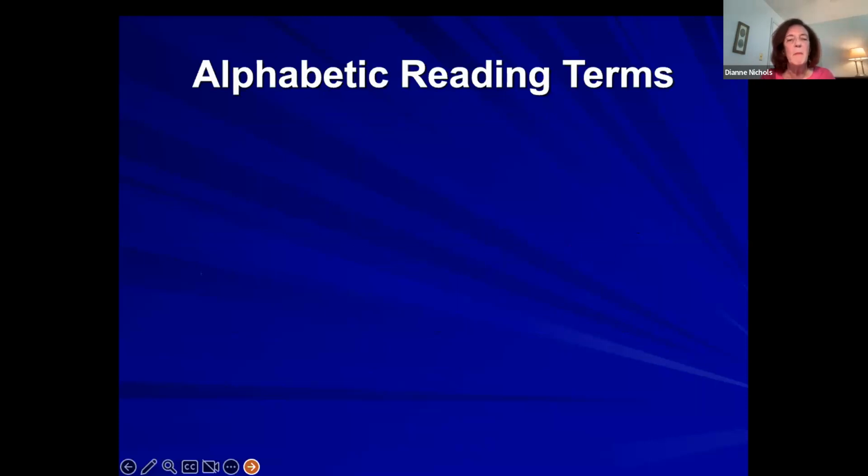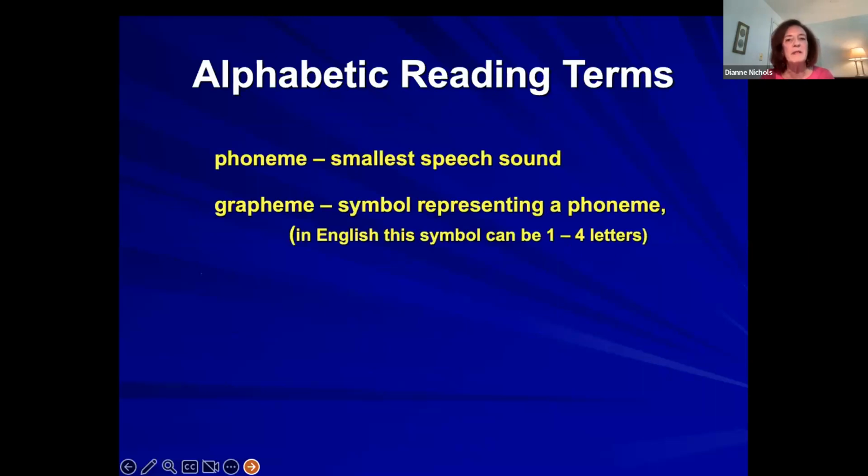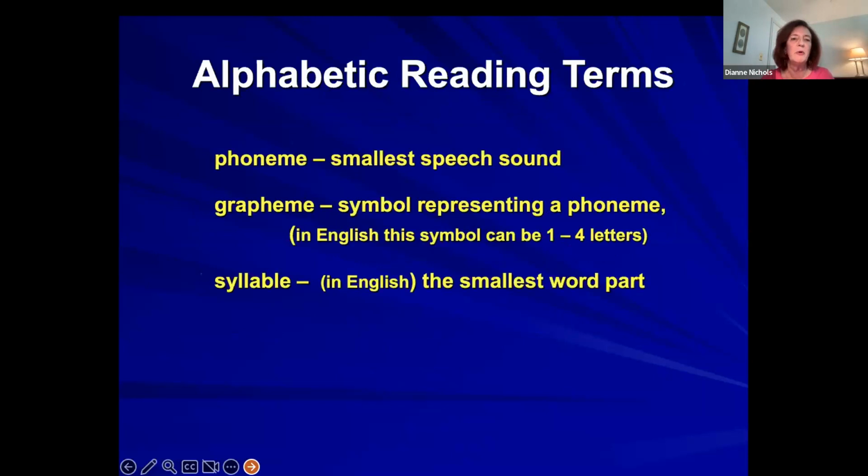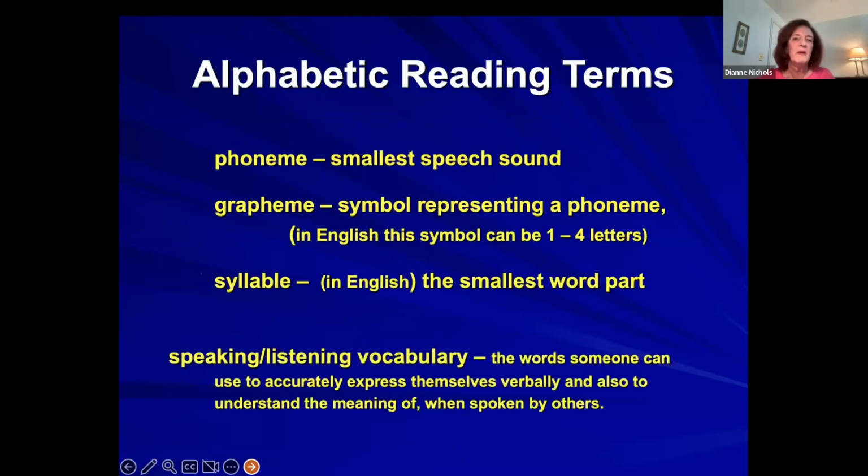Alphabetic reading terms. A phoneme is the smallest speech sound. A grapheme is a symbol representing a phoneme. And in English, this symbol can be 1, 2, 3, or even 4 letters. A syllable, in English, is the smallest word part. In speaking, listening vocabulary, those are the words that someone can use to accurately express themselves verbally and also to understand the meaning of when it's spoken by others.